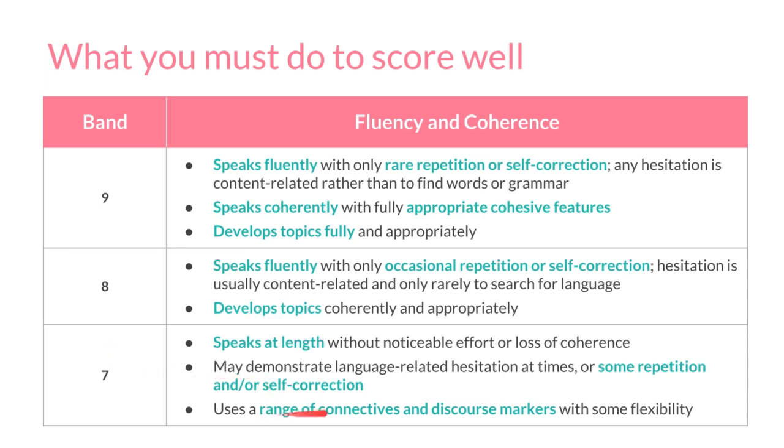Next, you need to use a wide range of connectives and discourse markers. Now, that's just a fancy way of saying that you need to sound fluent. Your ideas need to easily connect, smoothly connect from one to the next to the next. We're going to cover all of this in much more detail later down the road. This is just a quick overview of the things that you need to be doing to score well.